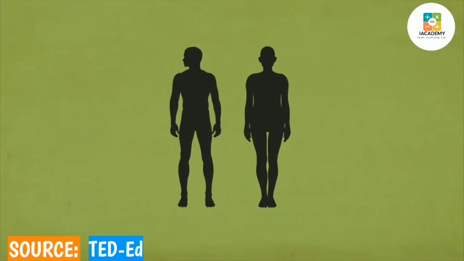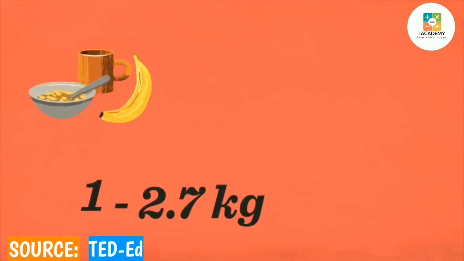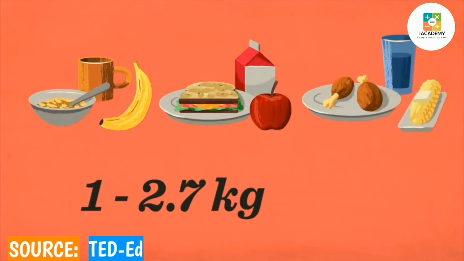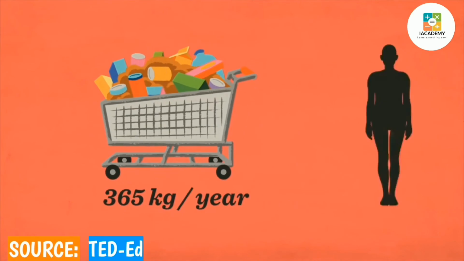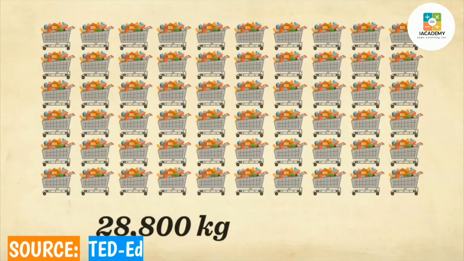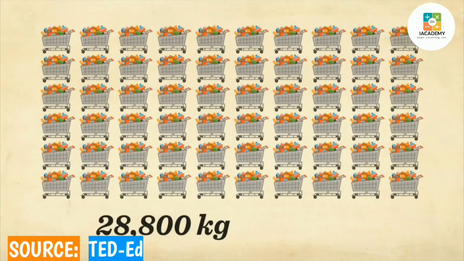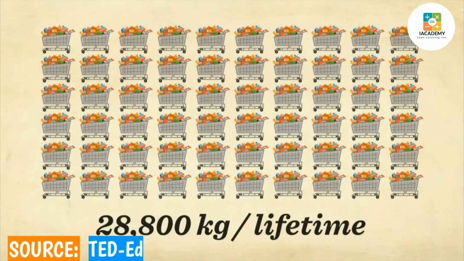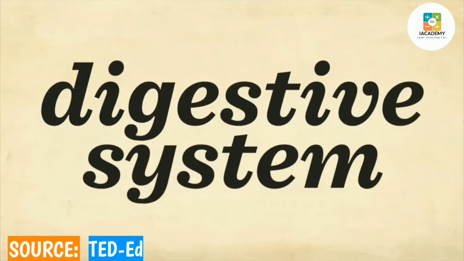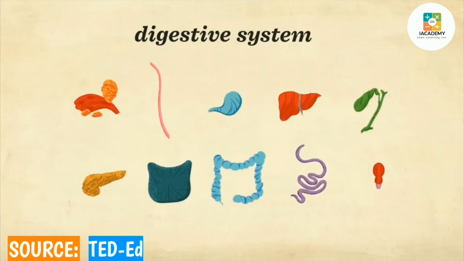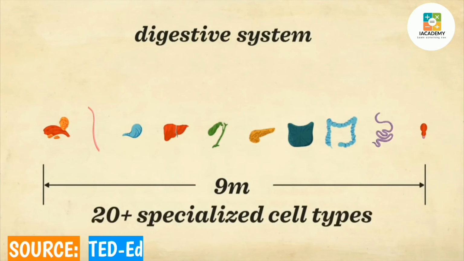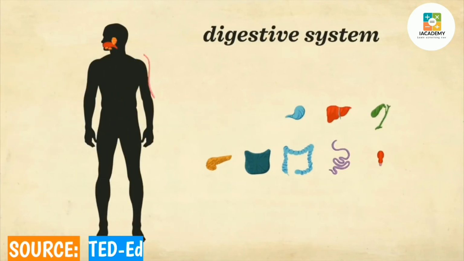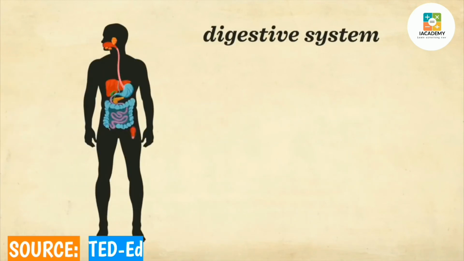Planet, humans eat on average between 1 and 2.7 kilograms of food a day. That's over 365 kilograms a year per person, and more than 28,800 kilograms over the course of a lifetime. And every last scrap makes its way through the digestive system. Comprised of 10 organs, covering 9 meters, and containing over 20 specialized cell types, this is one of the most diverse and complicated systems in the human body.